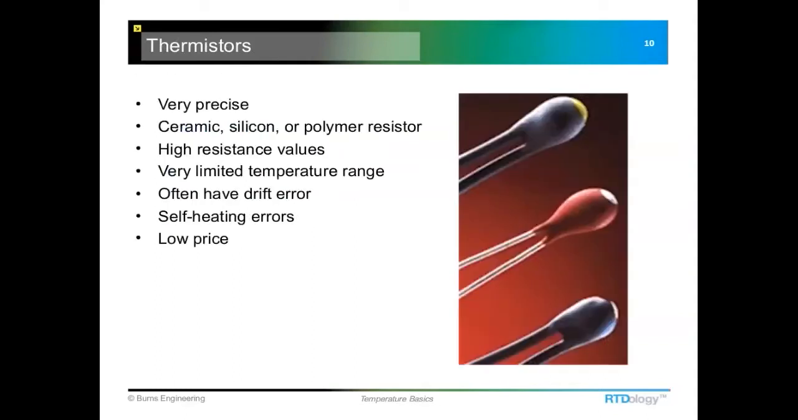Thermistors, these are very small, typically used in, they might drive the temperature display in your car, for example. They're very good for a small temperature range. They can be pretty accurate. They do drift over time. They have some self-heating errors, so when you run an electrical current through them to measure the resistance, they can heat up a little bit and cause a reading that's higher than actual.